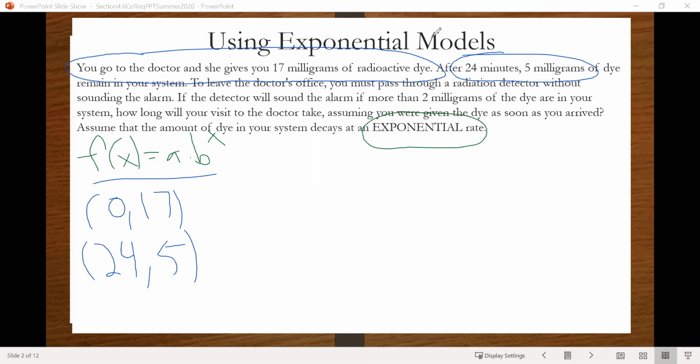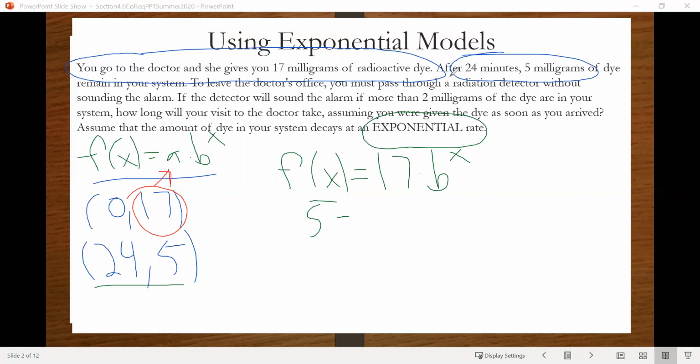Then we can use this information to come up with our equation. Notice from these points, we actually already know the value for a. That's going to be 17, because that's our starting value. So we know our equation will look something like f of x equals 17 times b to the x. We need to solve for the value of b. We can do that using our other point. So we have 5 equals 17 times b to the 24th in this case, and we'll go ahead and solve for b.